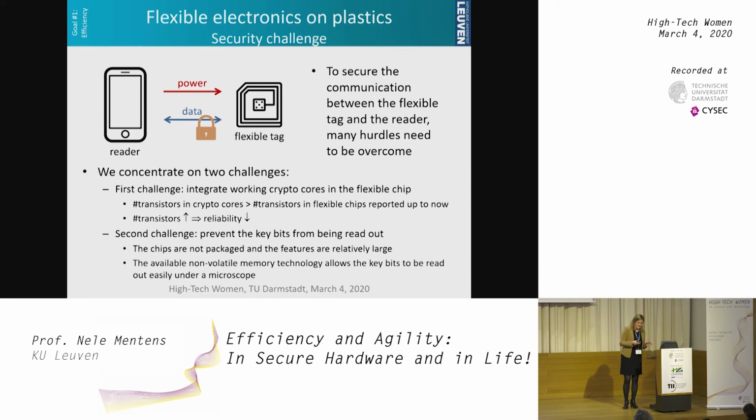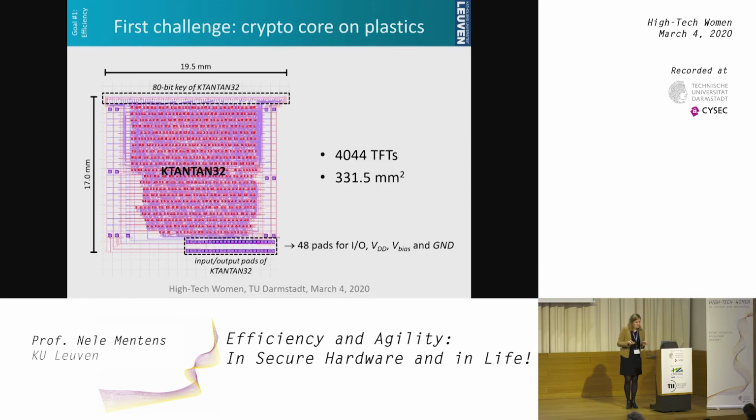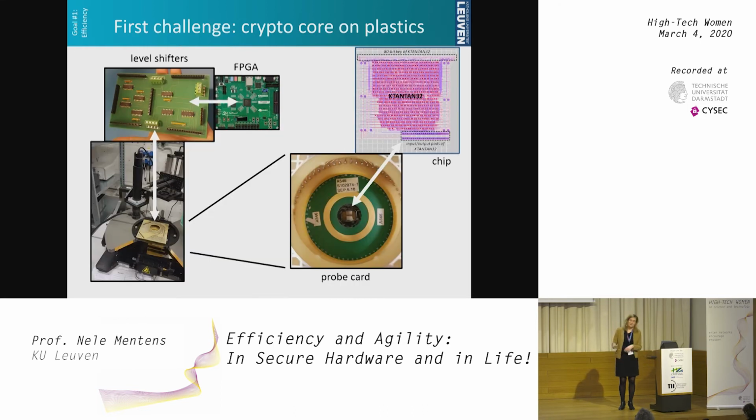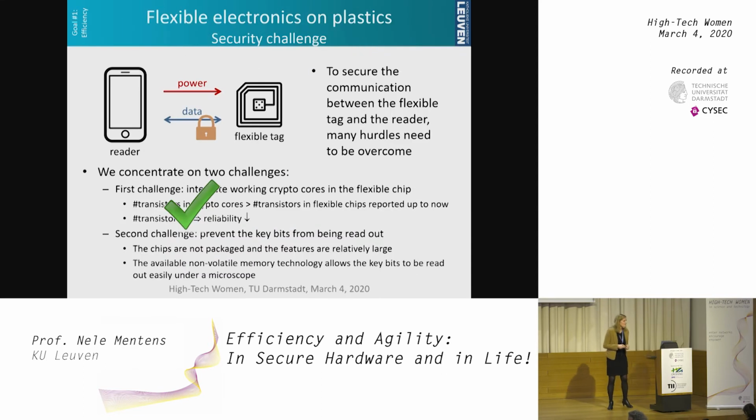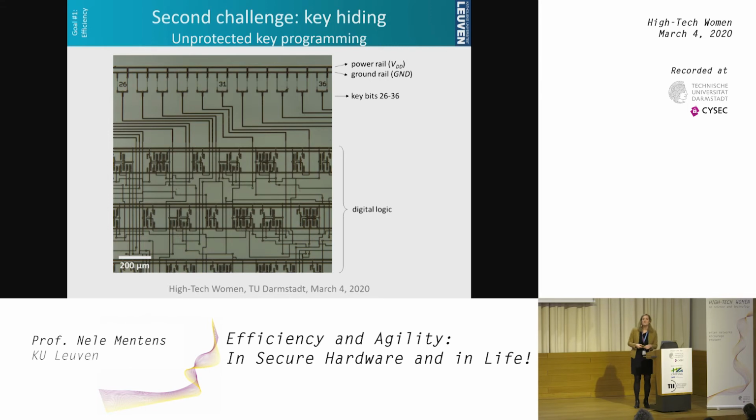Then I'll just briefly say how we addressed these challenges. Yep. So we chose a very, very small crypto algorithm, the Katan algorithm, that showed to have the least number of transistors. We also made a very, very small serial design, and we managed to put it on this technology and have a working chip with a working test setup, so everything was tested. So the first challenge we managed to overcome by choosing the right algorithm and by designing a very small hardware architecture. First challenge, tick. Second challenge, prevent the key bits from being read out.